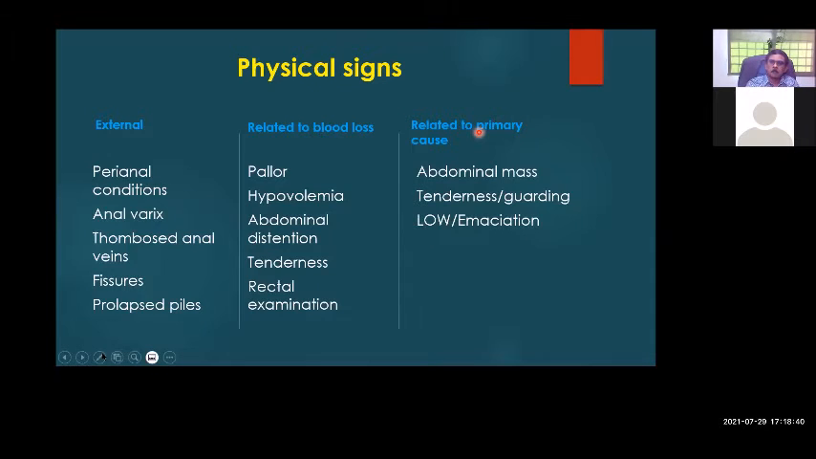And the signs can also be related to the primary cause of the bleeding. Abdominal mass, if it is a tumor that causes the bleeding. Tenderness and guarding, if it is diverticulitis causing the bleeding. If it is cancer, you can have loss of weight or emaciation. That's the signs indicating it is related to the primary cause.